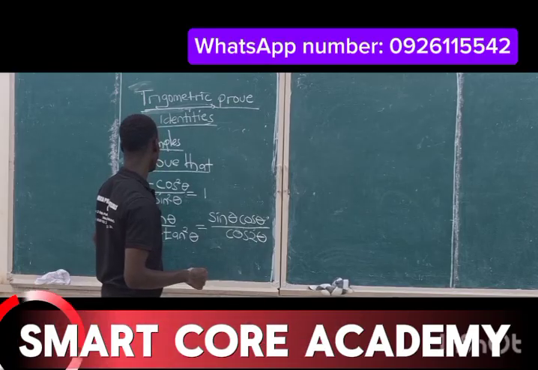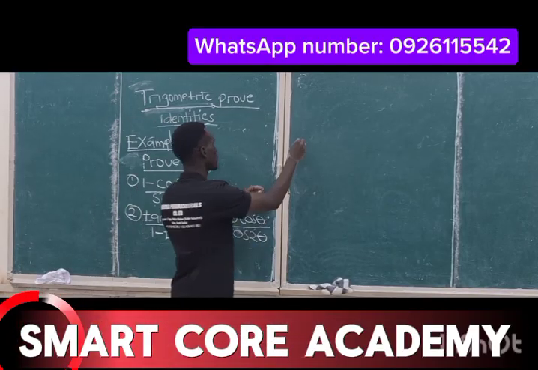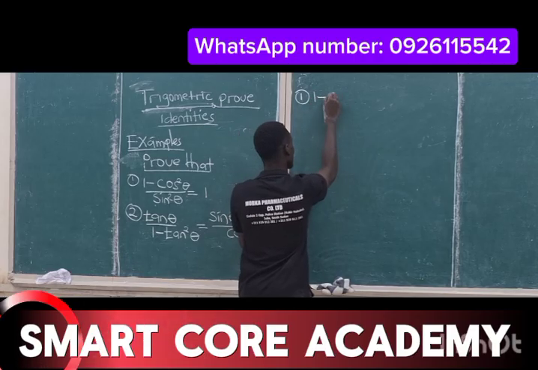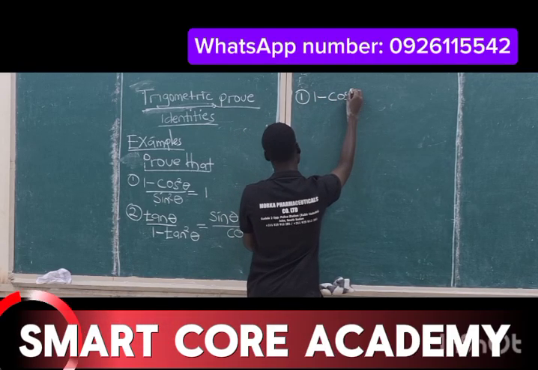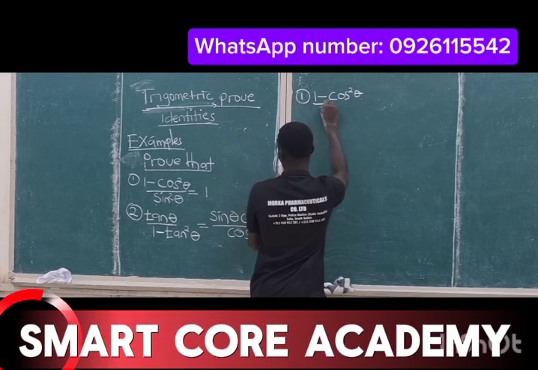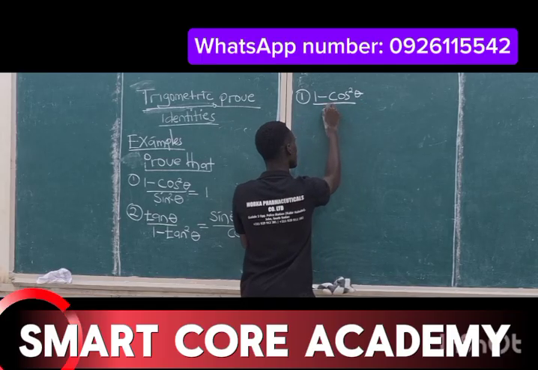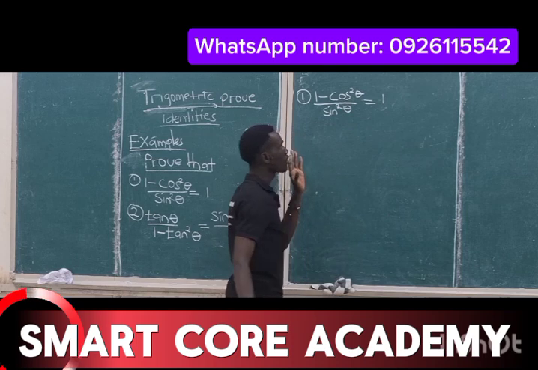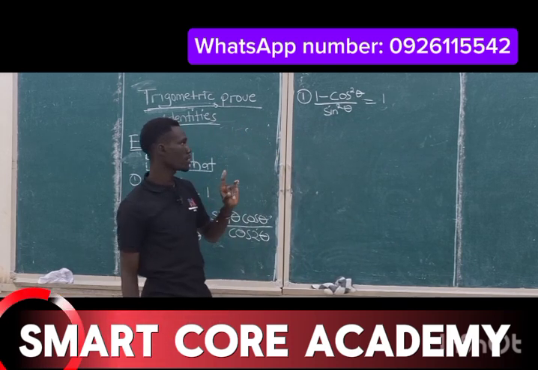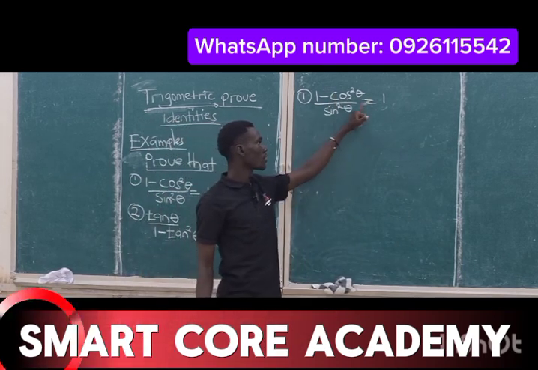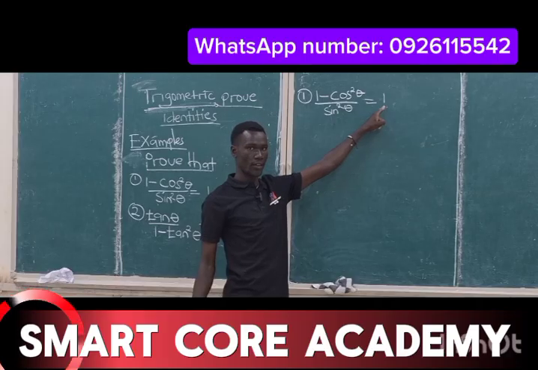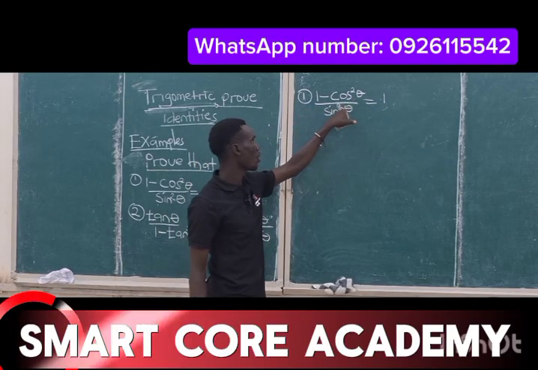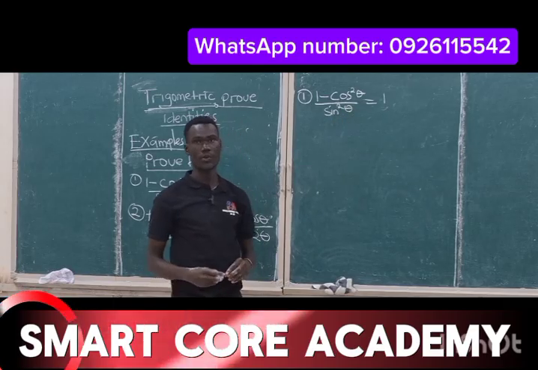Let's deal with our example 1. Our example 1 says that 1 minus cos square theta all over sine square theta is equals to 1. Here when we are proving, it says that the whole of this side should be equal to 1. So let us start. Say that 1 minus cos square theta all over sine square theta is equals to 1.